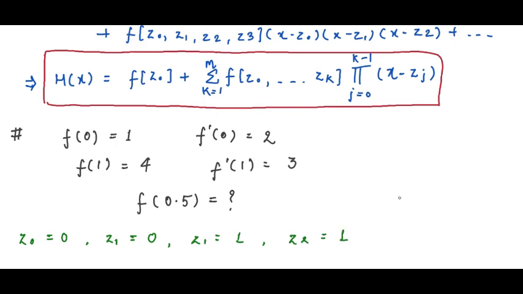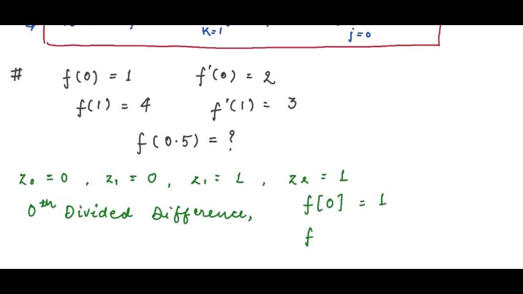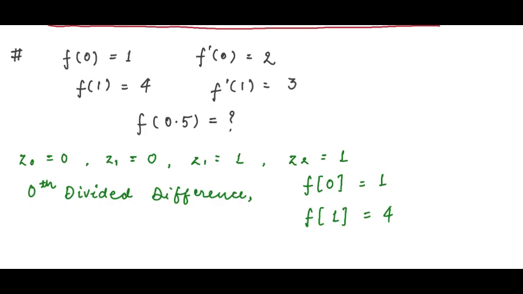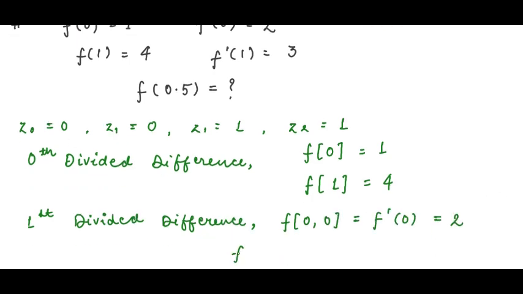Therefore z0 becomes 0, z1 becomes 0, z2 becomes 1 and z3 becomes 1. So for the zeroth divided difference, we have f0 as 1 and f0 as 1, and similarly we have f1 as 4. Now in the first divided difference, because the first two nodes are identical, we have the function at 0, 0 as f dash 0, which is 2.